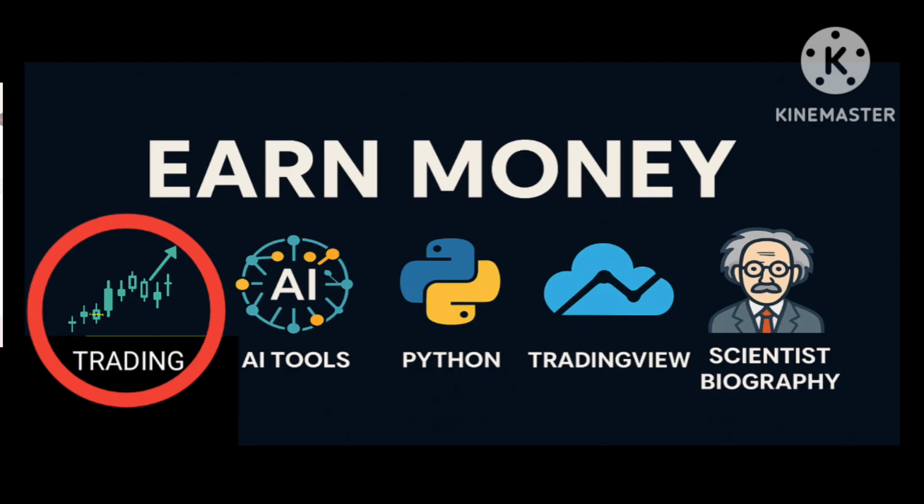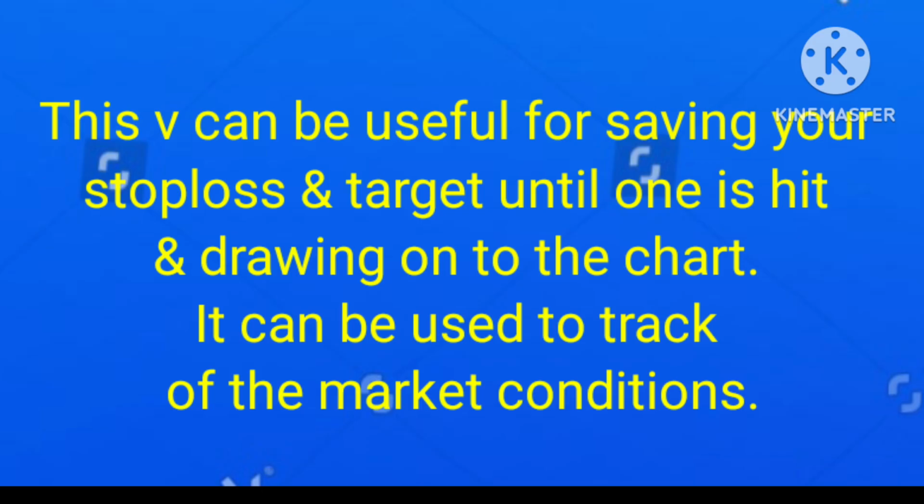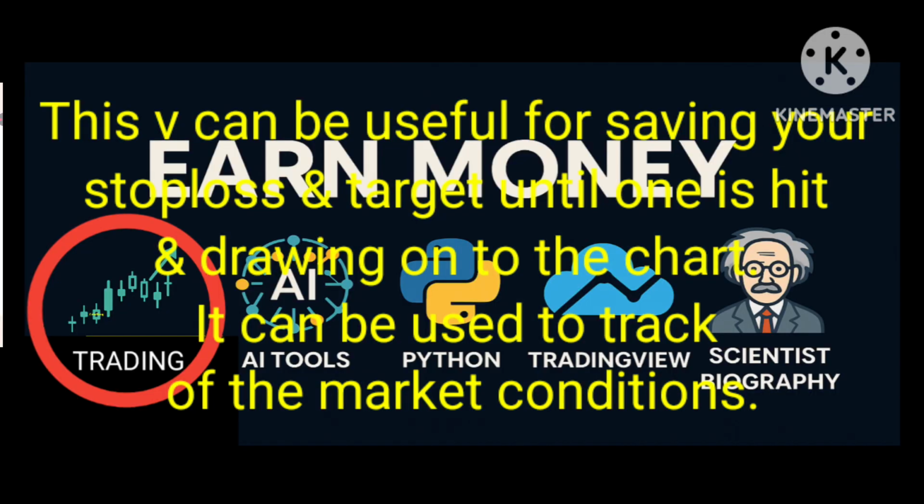So that is why not all variables are persistent with this V tag, and we need to explicitly tell Pine Script when we want a variable to be saved across all of the bars on our chart. This V can be useful for all kinds of things such as saving your stop loss and target until one is hit and drawing that onto the chart. It can be useful for keeping track of certain market conditions.